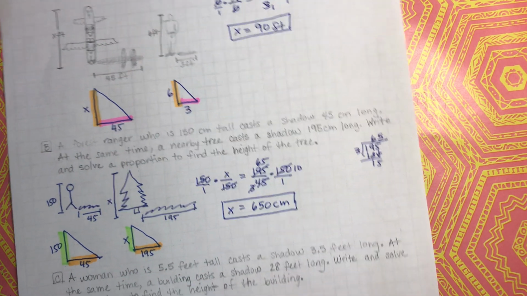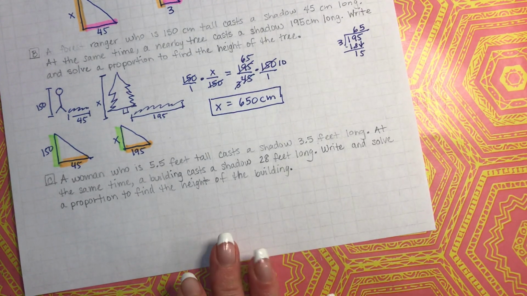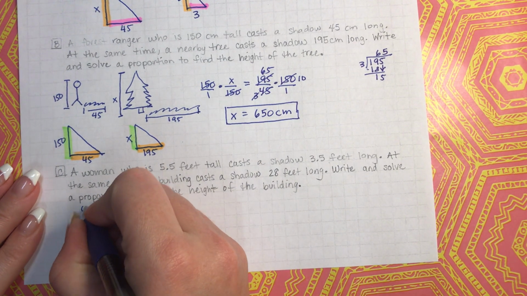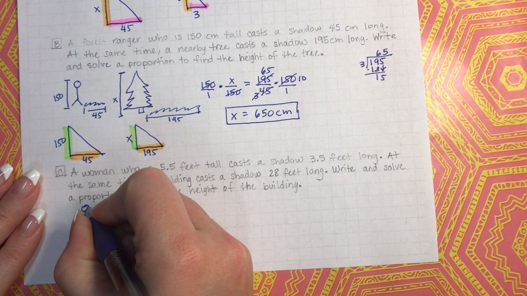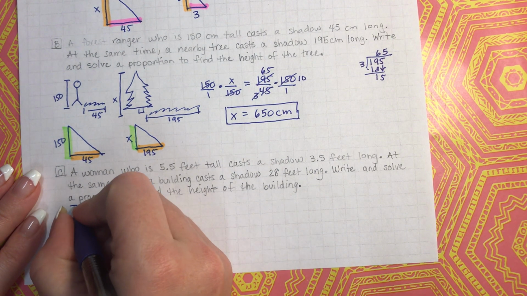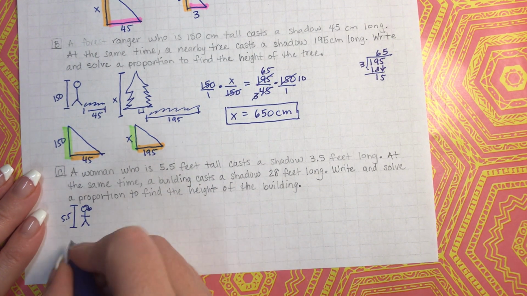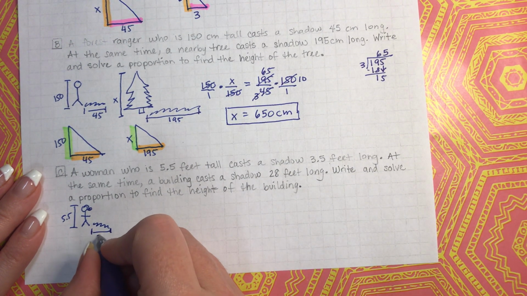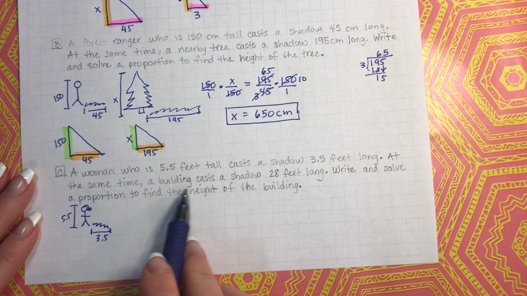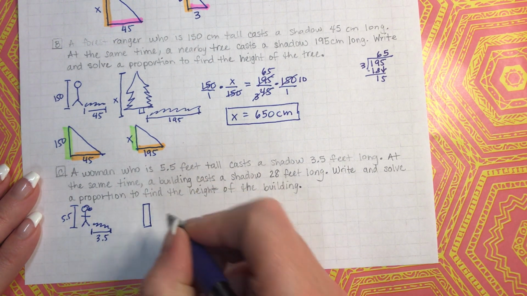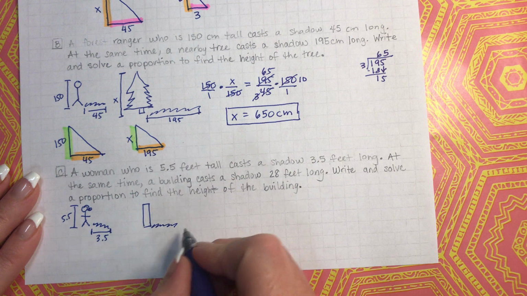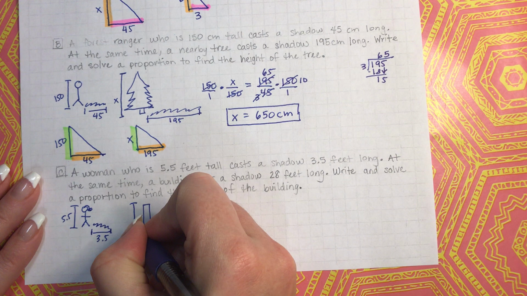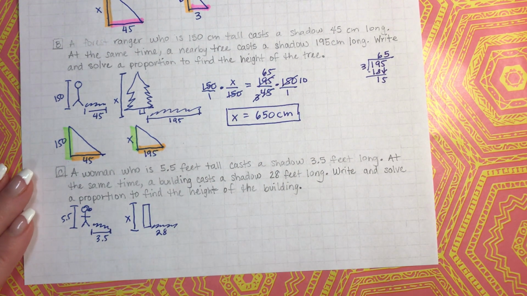All right, perfect. Let's go ahead and look at the next example. So what do we have? We have a woman who is, give her a nice little hairdo, 5.5 feet tall and casts a shadow that is 3.5 feet. At the same time, a building casts a shadow that is 28 feet long. Write and solve a proportion to find the height of the building. We don't know that. That's going to be our x.